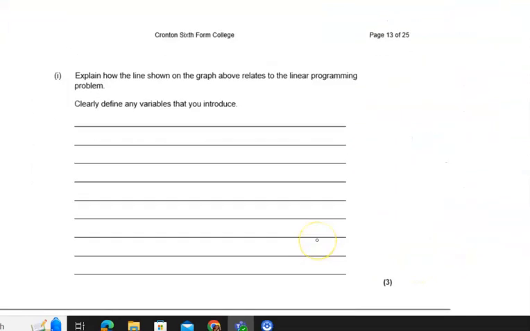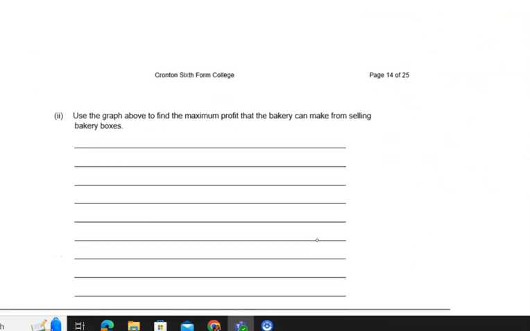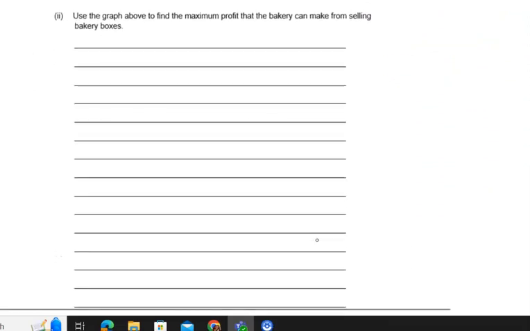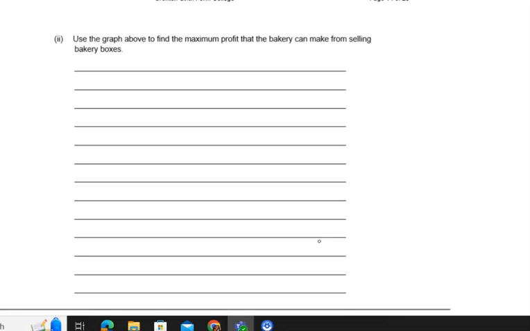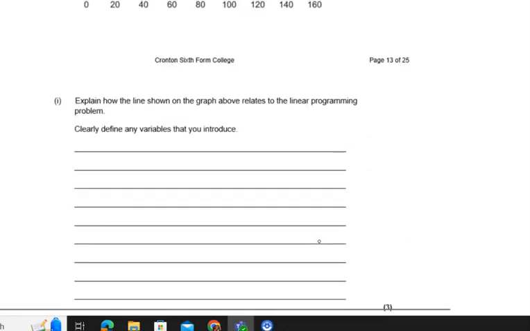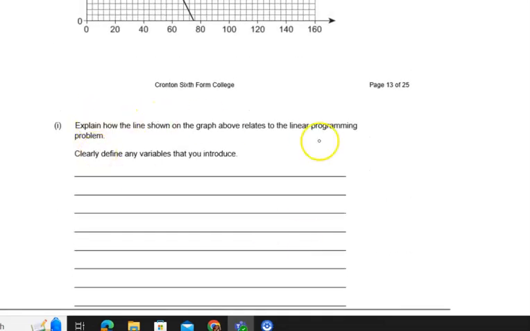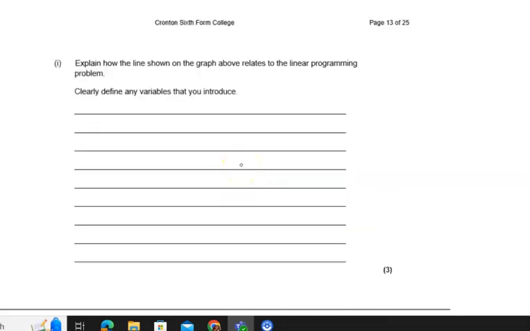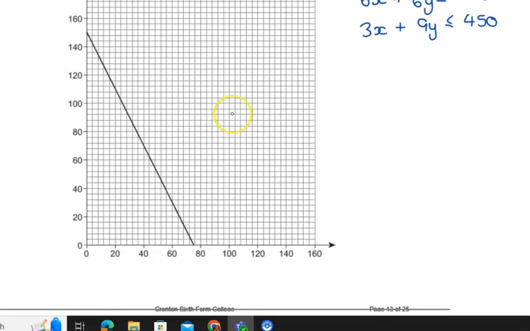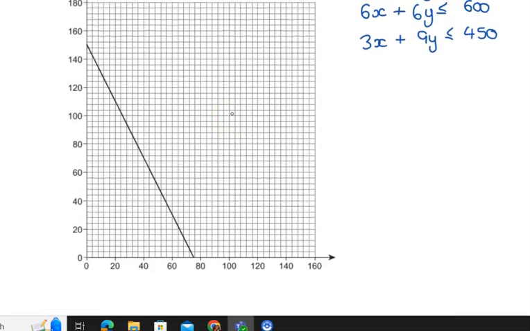Basically, if you look ahead in the question, use the graph to find the maximum profit the bakery can make from selling boxes, state an assumption you've made. Here we're just defining our variables. So for part 1 here, you get the marks for defining the variable and saying how that relates to this graph. Now we've already formulated the problem, so let's have a look at this graph.